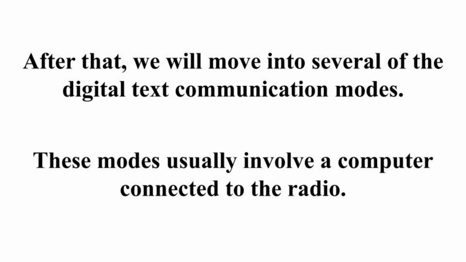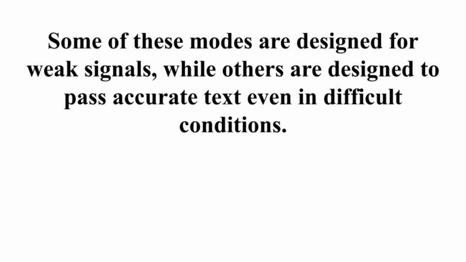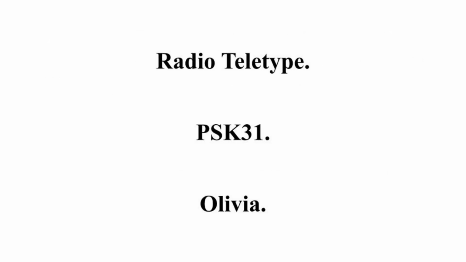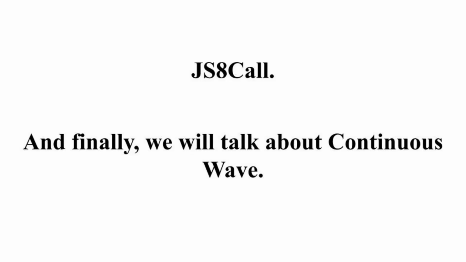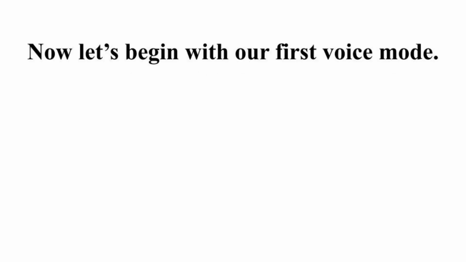These modes usually involve a computer connected to the radio. The computer converts text into audio tones that are transmitted by the radio and decoded by another computer at the receiving station. Some of these modes are designed for weak signals, while others are designed to pass accurate text, even in difficult conditions. Digital modes we will discuss include radio teletype, PSK31, Olivia, JS8Call, and finally we will talk about continuous wave. By the end of this discussion, you should have a basic understanding of how these different modes work, why operators use them, and what situations each one is best suited for. Now let's begin with our first voice mode.